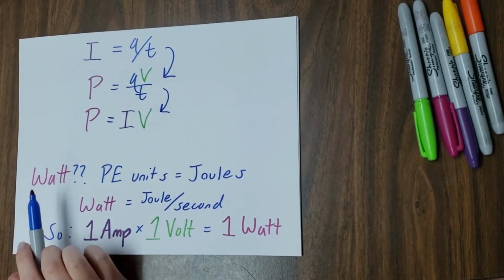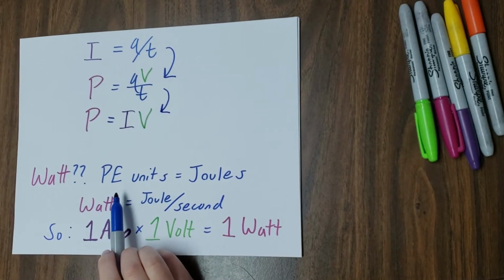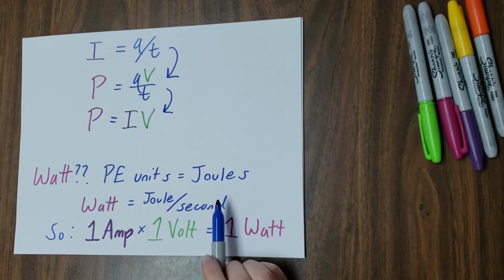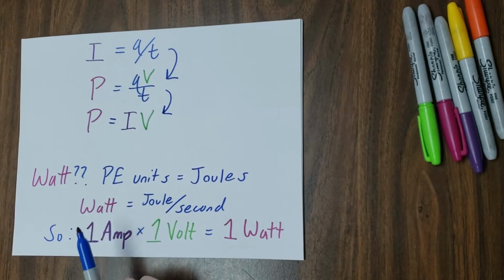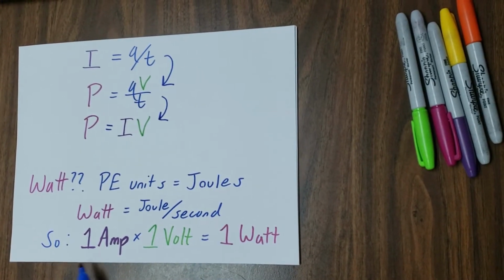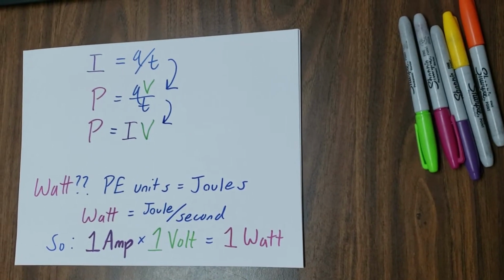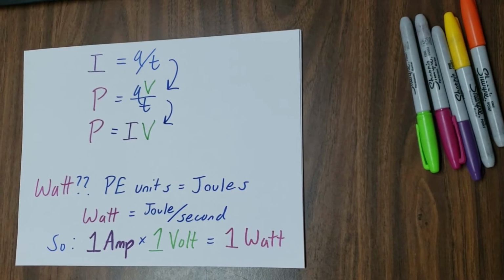We are familiar with the electrical power unit of watts. Since the SI unit for potential energy is joules, watts are defined as having the units of joules per second. So thus, 1 amp times 1 volt equals 1 watt. This is the relationship between electrical current, voltage, and power.